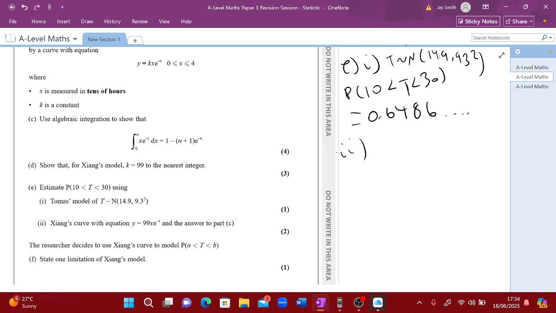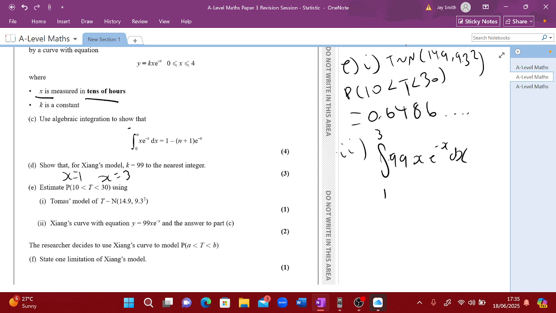And so the probability again. Basically, you need to realise that this is given essentially as the frequency under the histogram. That's not the probability. So between 10 and 30, we're going to want to integrate, because x is tens of hours. So x is going to be 1 at 10 and x is going to be 3 at 30. So we're going to integrate between 3 and 1 of k, or 99, x e to the minus x dx.